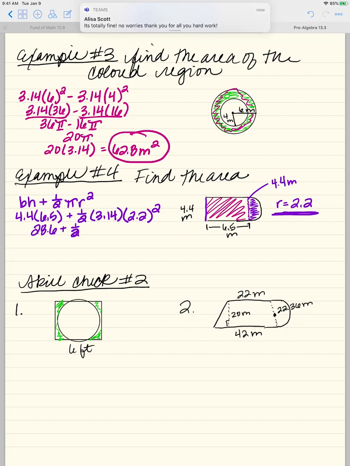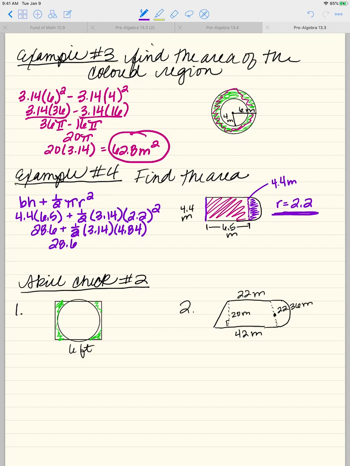That gives me 28.6 plus 1/2. Why did I write 1/3? 1/2 times 3.14 times 4.84. That gives me 28.6 plus 7.5988, which gives me 36.1988, approximately 36.2, and meters are squared. And that's the answer to that one.